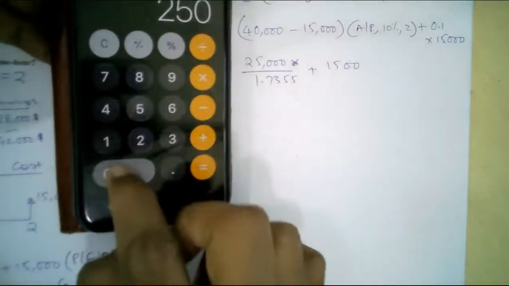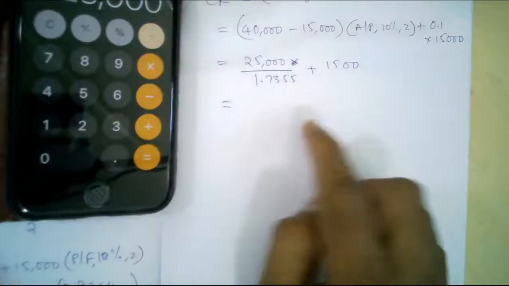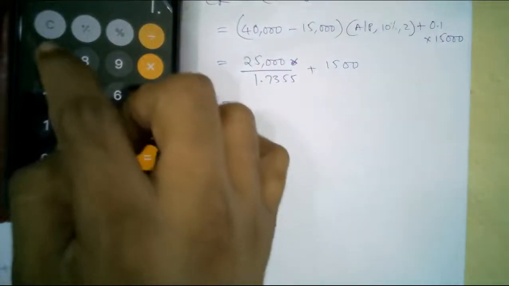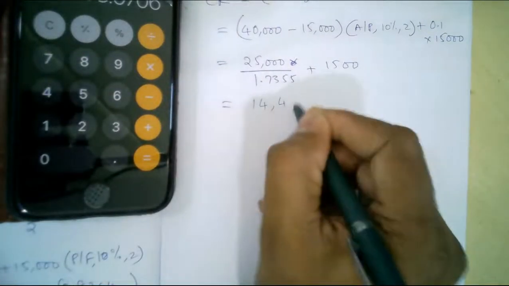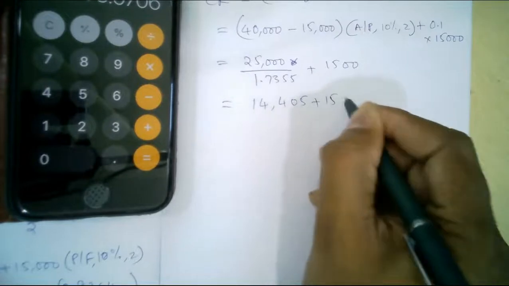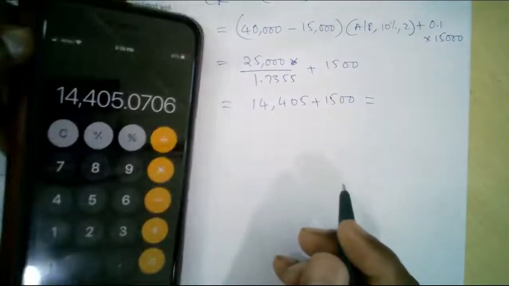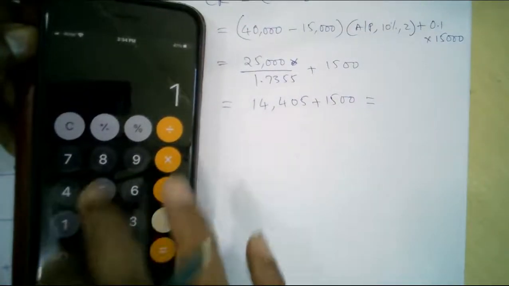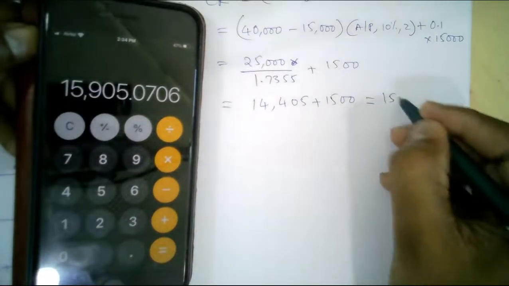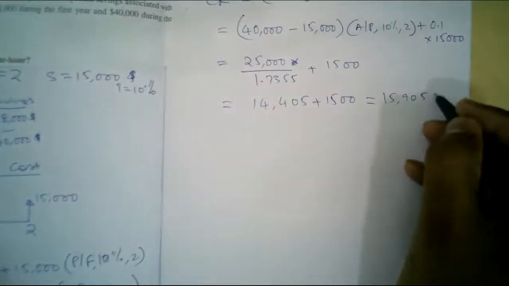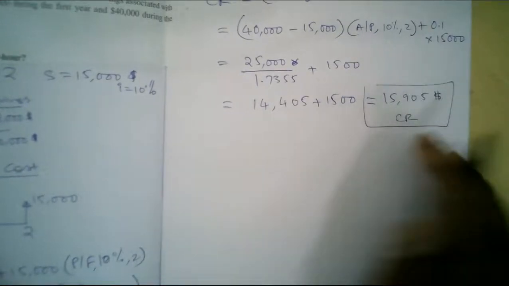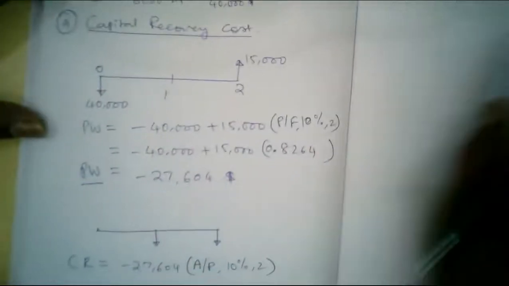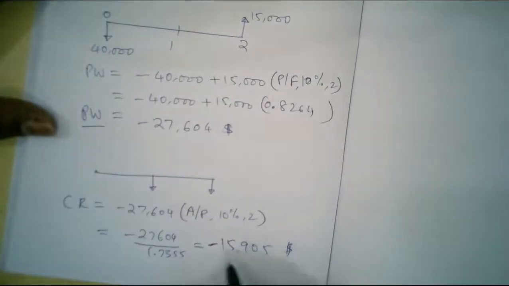So 25,000 divided by 1.7355. So I'm getting 14,405 plus 1,500. So that value will be $15,905. Here I'm getting exactly the same capital recovery that I got in the earlier process. So this amount is exactly the same as what I got there.